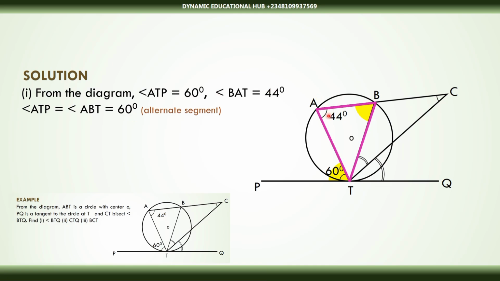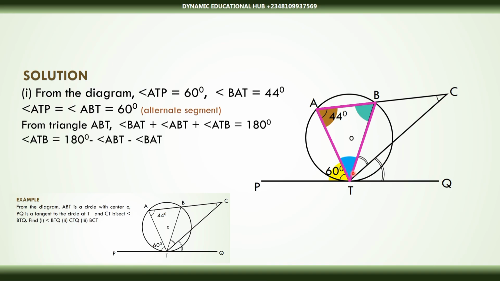And looking at this triangle as well, we have a triangle. Let's see how to use that triangle to find the next angle. From triangle ABT, we have drawn that triangle. Angle BAT plus angle ABT plus angle ATB is equal to 180. We are applying the sum of the interior angles of a triangle. So this angle, which is angle BAT, plus this angle, which is angle ABT, plus this angle, which is angle ATB, is equal to 180 degrees.